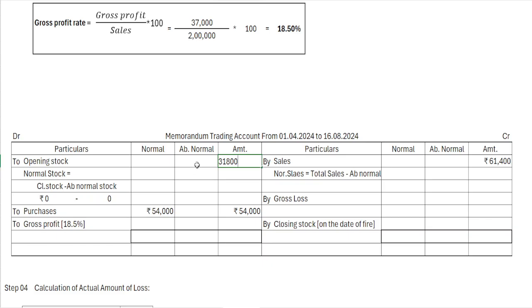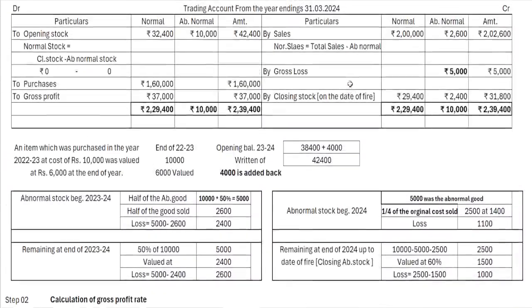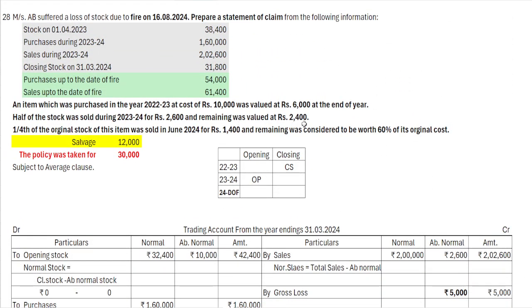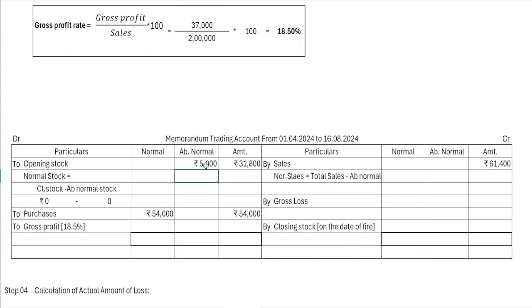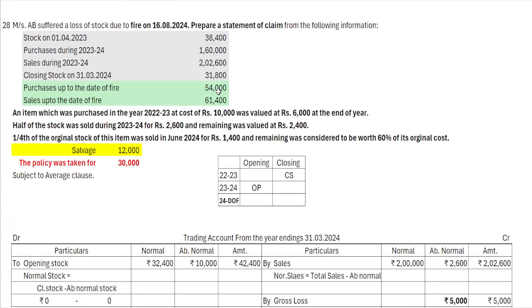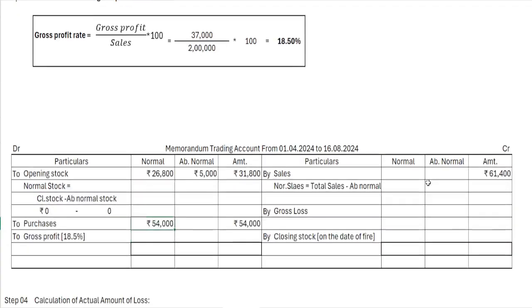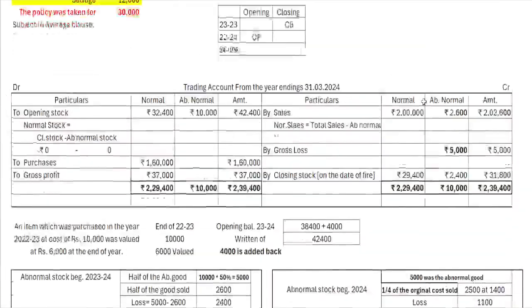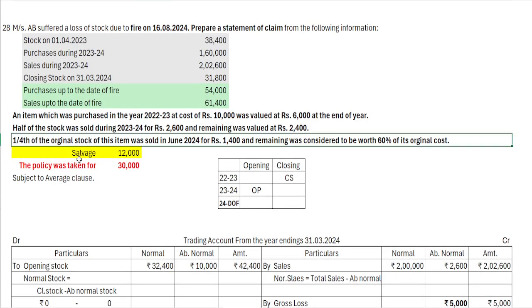31,800. But the remaining abnormal stock was 5,000. Here we have calculated, you can check. Here the remaining was valued at 2,400 at the end of 23-24, but half of the stock was sold during 23-24, which is 5,000. Then the remaining value of abnormal stock is 5,000. So the same is taken here. Abnormal stock is 5,000. Normal stock minus abnormal opening stock is equal to normal opening stock. Then purchases are 54,000 and sales is 61,400. Now let's see, this adjustment is left out. Let's look into it.